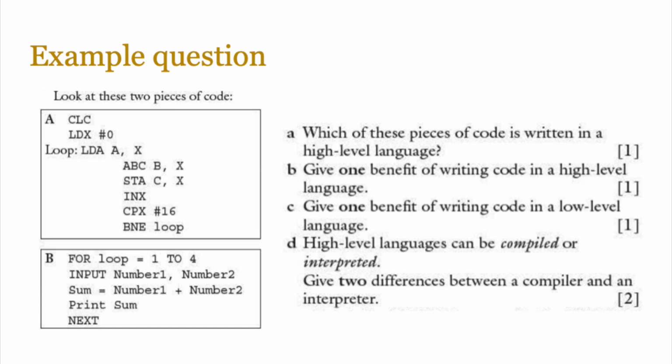So it should be fairly obvious that the first one is using mnemonics, like STA, ABC, INX, short forms of instructions. So that's probably written in a low-level language, whereas the for loop one is quite clearly a high-level language. It's very easy for us to understand. And that's perhaps one of the key benefits: humans can understand high-level languages very easily. We can fix errors quite quickly in high-level languages. Writing in low-level languages means programs tend to be more memory efficient because they're closer to machine code rather than high-level language. And for two differences between a compiler and interpreter, you can pick them up from the table earlier.